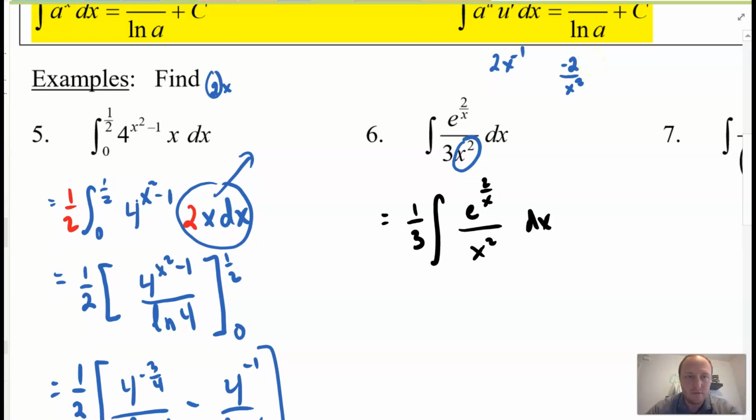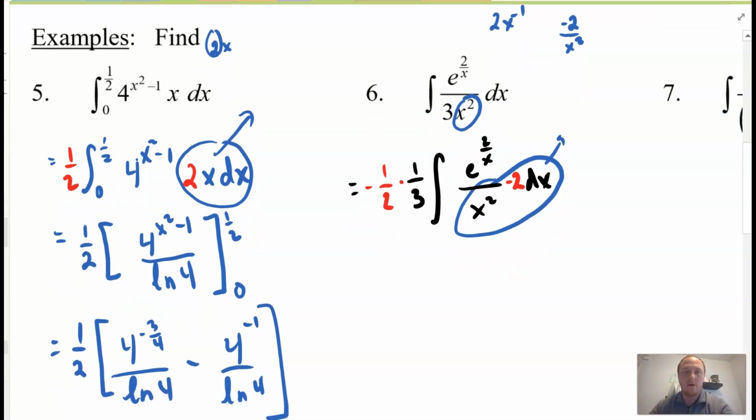What do I need? I need a -2. So I'm going to introduce -2 here, and I have to balance that -2 with a -1/2. Okay, so notice here is my reverse hook, or my reverse chain rule. So when I integrate, that's going to go away. Okay, so I'm going to integrate this, and this simplifies to a -1/6 out front times the antiderivative of e to the power of 2 over x.